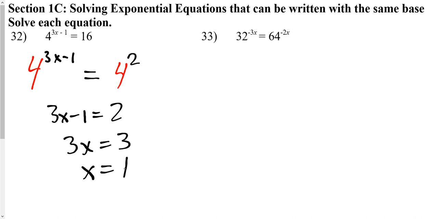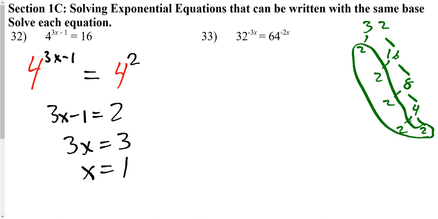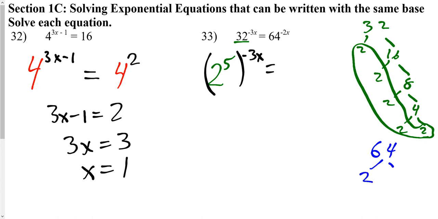Now, looking over here at the right, we can maybe do a factor tree on 32. So we have 2 raised to the 5th power. So our 32 is 2 to the 5th power, still all raised to the negative 3x. Now 64, when we do our factor tree, is 2 times 32. Now we just figured out that this is 2 to the 5th power, and this is another 2 here. Our 64 would be a 2 to the 6th power, still going ahead and raising it to the negative 2.